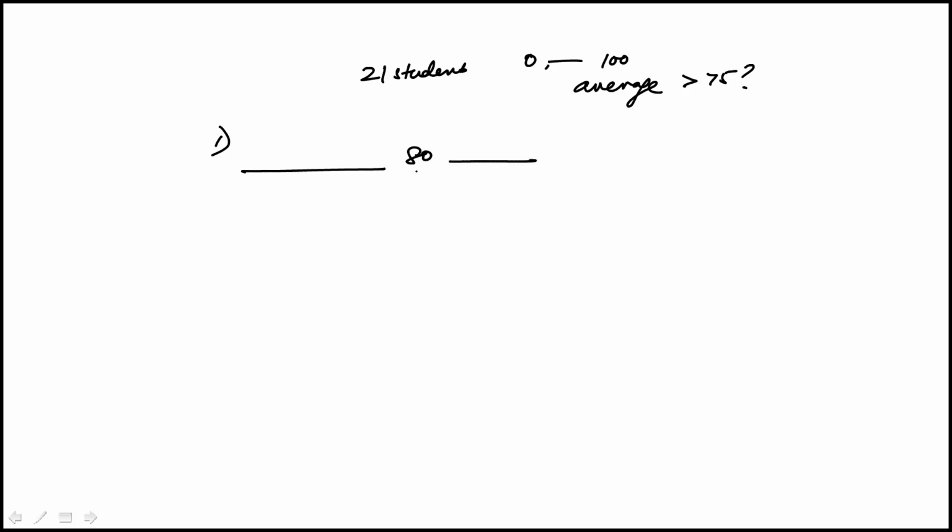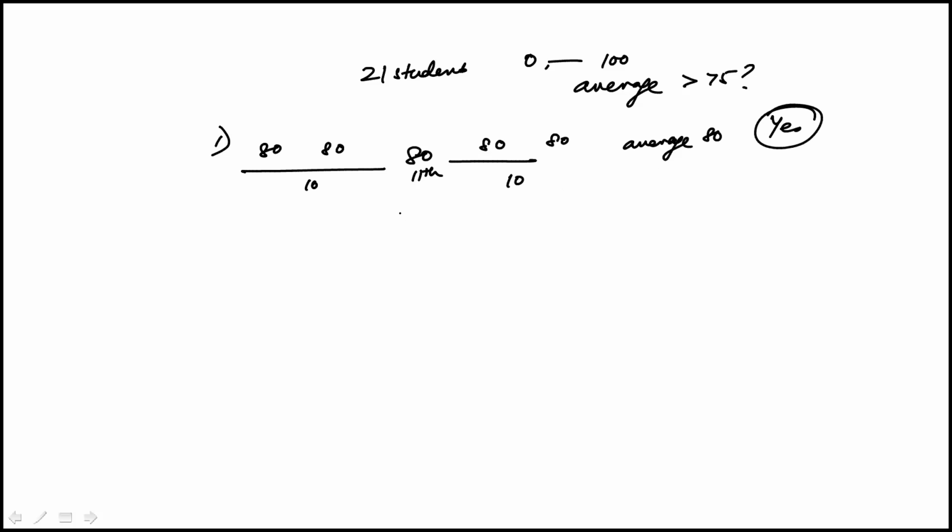There are 21, which means this is the 11th value counting from either direction. We have 10 here, 10 here. So for example, if they were all 80, then the average would just be 80, in which case the answer would be yes.